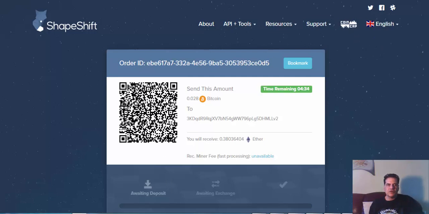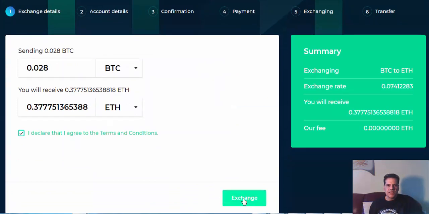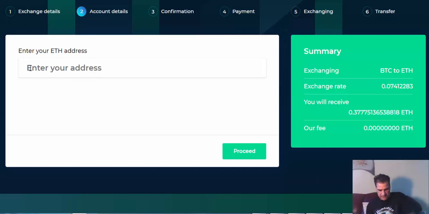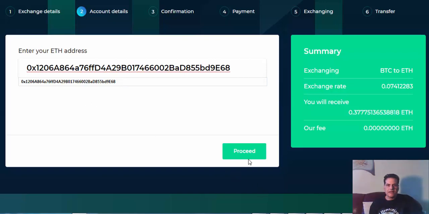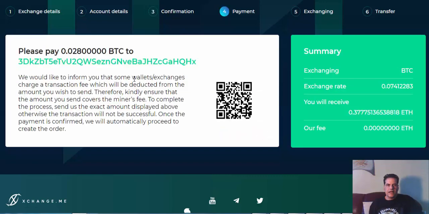But anyway, I wanted to show you how it works at this one. So what you do, you say exchange. When you do that, you put your Ethereum address here, the one I had here, and then proceed. Coin review, okay. Exchange rate is 0.7. Proceed. And this one is the exact amount you have to send.